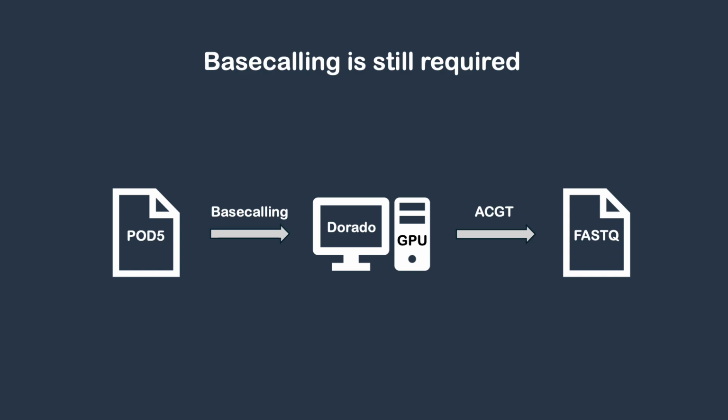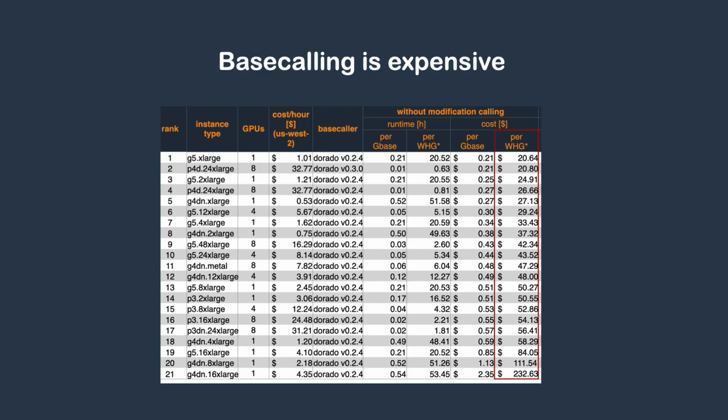Now, one of the interesting things about Dorado is that it requires access to GPUs, specifically high-end ones like the A100 and H100 NVIDIA GPUs. And this makes base calling a computationally intense and expensive process.